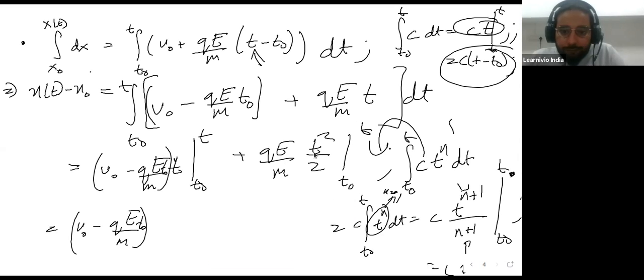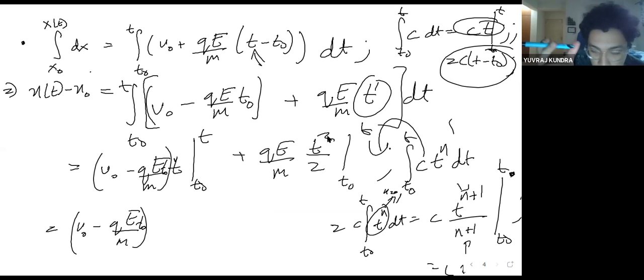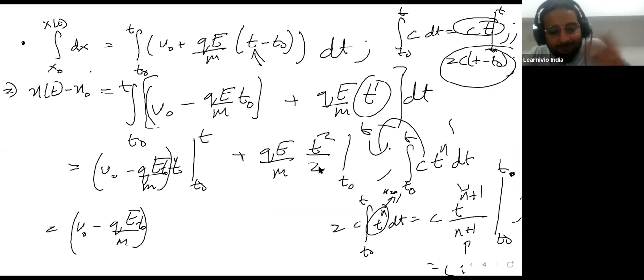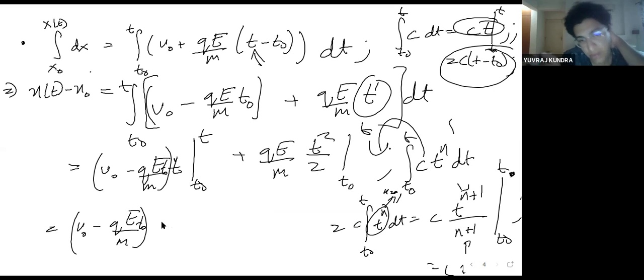Lovely. So essentially, let's take n is equal to 1 then. Here you have t to the power 1, and c is just 1. So you have 1 plus 1, so t square divided by 2. So whatever you have on the top, you just divide it by the same thing. It's a trick to remember fast.